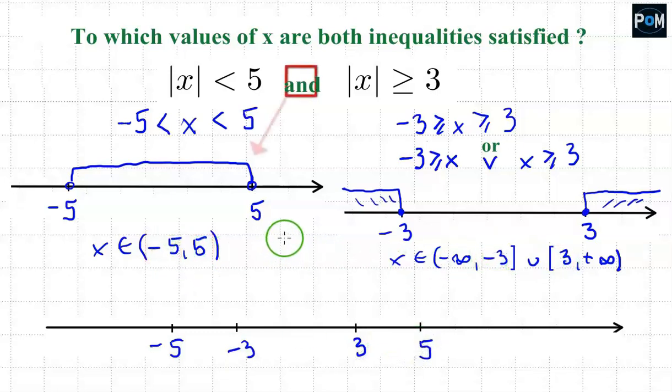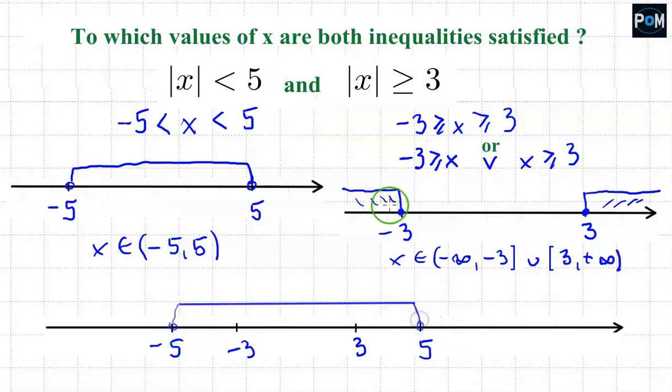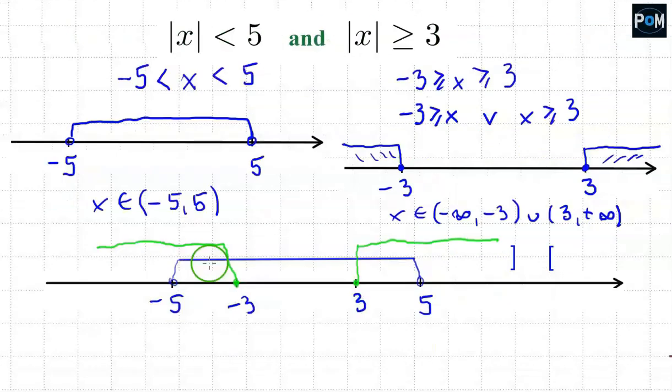The solution will be the intersection of this solution and that solution. We mark the first solution, which is the range from -5 to 5. And the solution to this inequality is going from -3, here a closed circle, towards the left. And on this side, we start from 3, also a closed circle, but towards the right. And our final solution will be the intersection of this blue cap and these green caps.